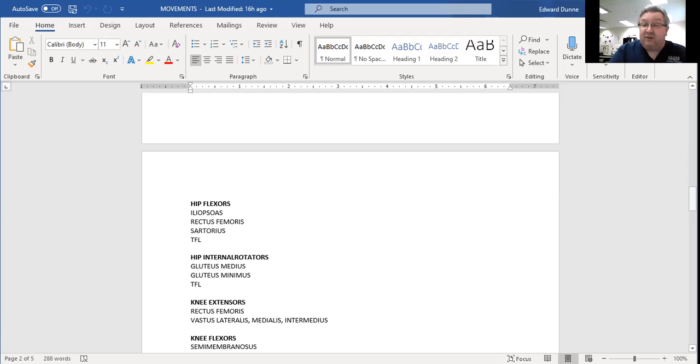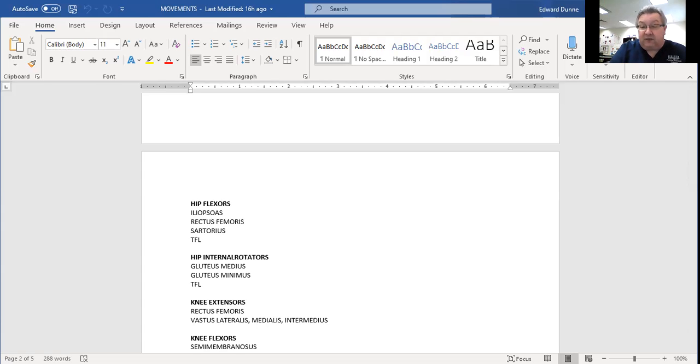The 3rd hip flexor is the sartorius. Again, that large strap-like muscle, the tailor's muscle. Sartorius has a lot of functions. And finally, the TFL, the tensor fascia lata, even though it's a small muscle on the lateral side, it has a major movement in hip flexion.